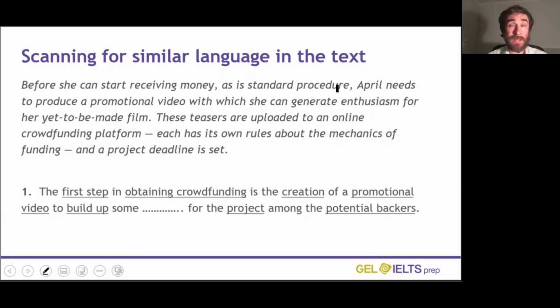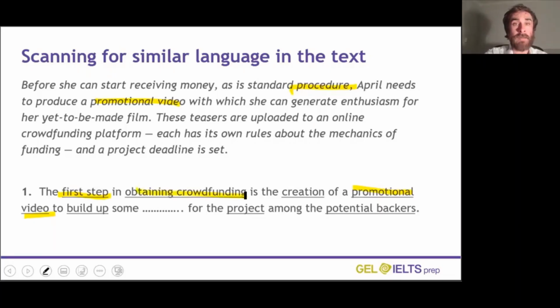Using those keywords, I have found this section of the text. I've noticed that it matches a few of my keywords. Procedure. This makes me think of a process. That reminds me of first step. Promotional video. Well, that's exactly the same as the question here. Often, it will not even have to paraphrase anything.